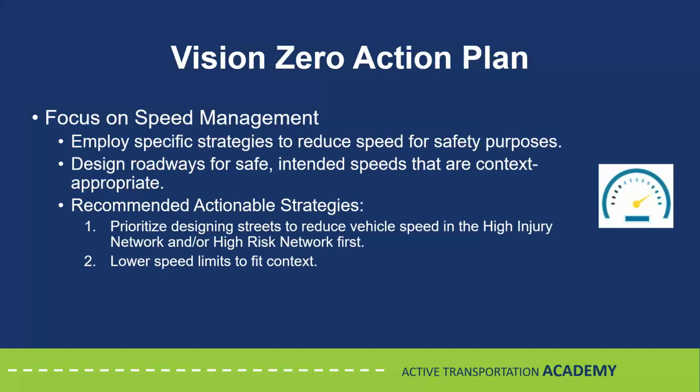Lowering speed limits to fit context. In communities where there's a mix of people walking, biking, driving, and taking transit, speeds are generally more appropriate in the 20 to 25 mile an hour range, and particularly in areas with schools, senior centers, parks, and transit centers.